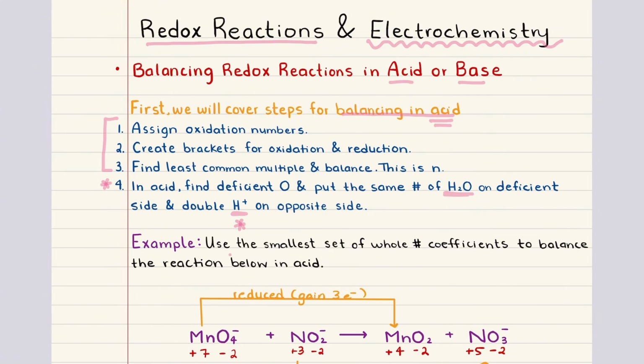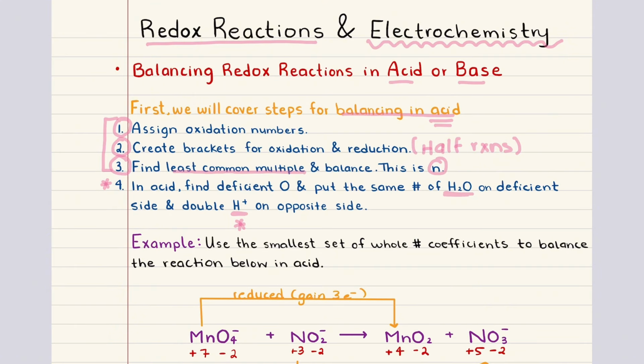Now, we still follow the same few steps as before. So first, we're going to assign oxidation numbers to identify which element is being oxidized and which element is being reduced. Second, we place brackets around those specific atoms or ions so we can isolate the electron transfer. Alternatively, you can write them as two separate half reactions. Third, we're going to balance the electron flow by finding the least common multiple so that the total electrons lost and the total electrons gained are equal.